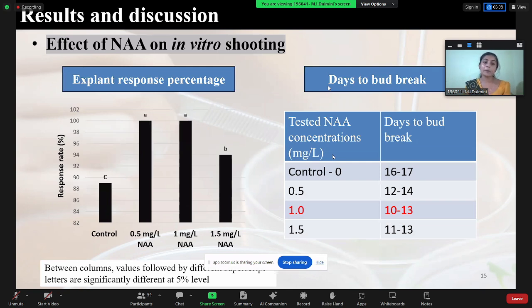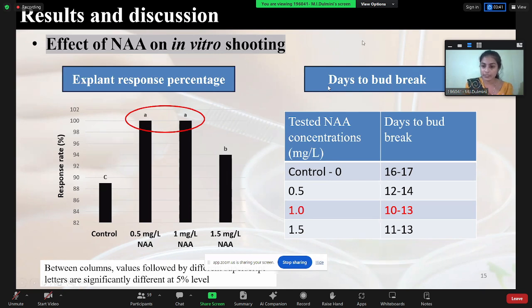Now we are in the important part of my research presentation, the results and discussion. First, I will begin by discussing the effect of NAA on in vitro shooting. Let me give some examples on the explant response percentage. According to the graph, you can see the addition of NAA significantly increased the explant response percentage for shooting. Among them, 0.5 and 1 milligram per liter NAA gave a higher response percentage.